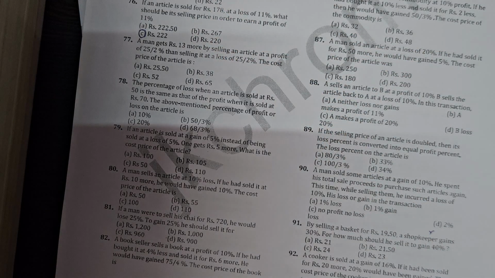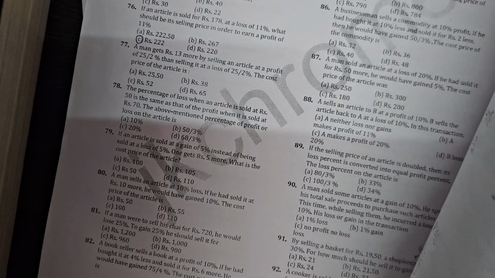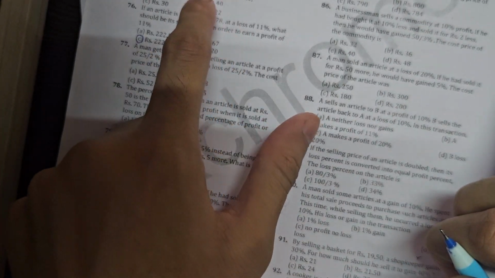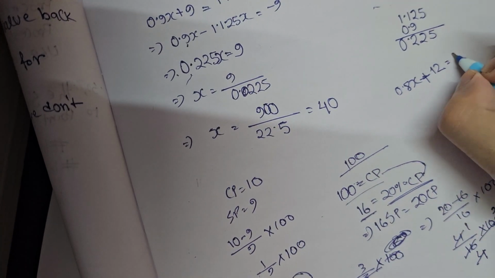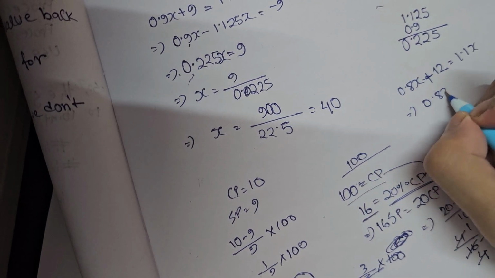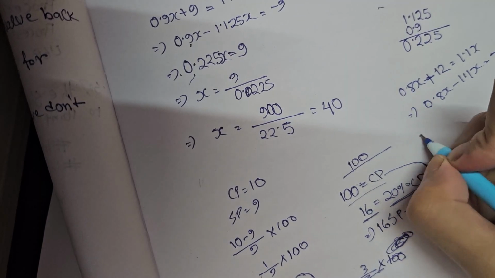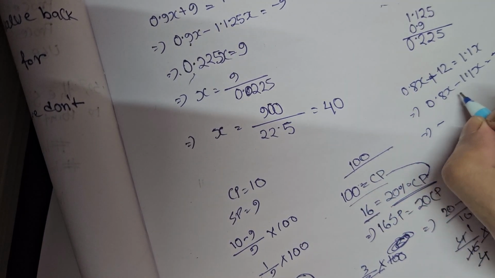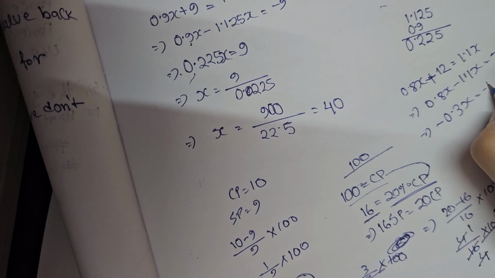Same old formula. A man sold the article at a loss of 20%, so the selling price is 0.8x. Plus 12 rupees, it would be a 10% gain, which is 1.1x. So 0.8x minus 1.1x equals minus 12. It is minus 0.3x equals minus 12.